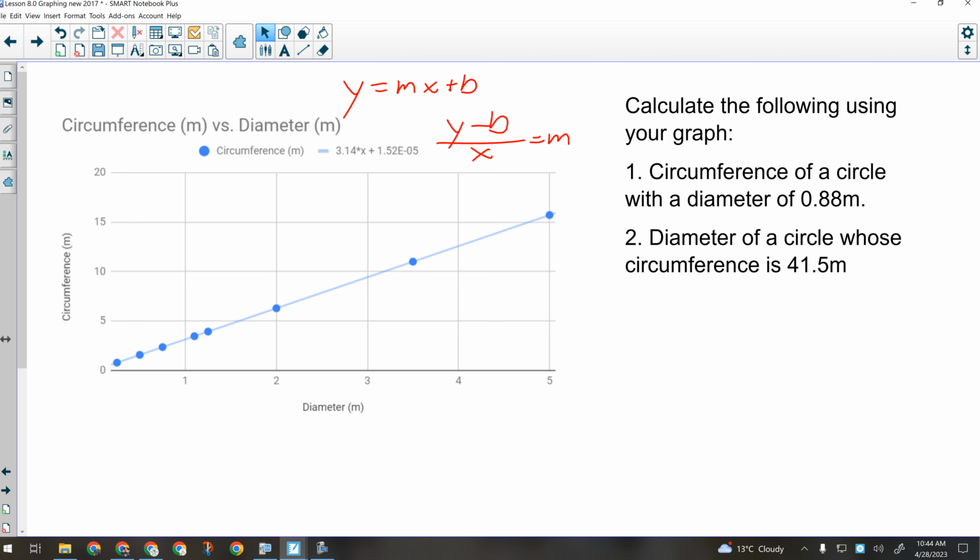So we said the slope is pi. That makes sense because if I take any of the y values and divide them by x, I should get pi, because y is circumference.